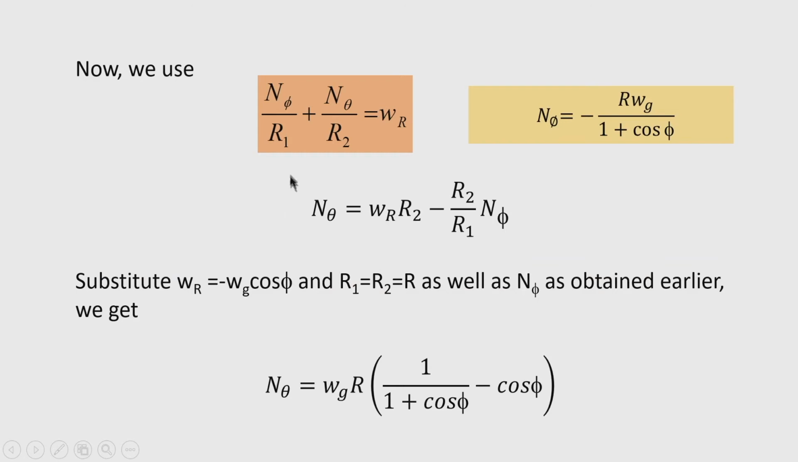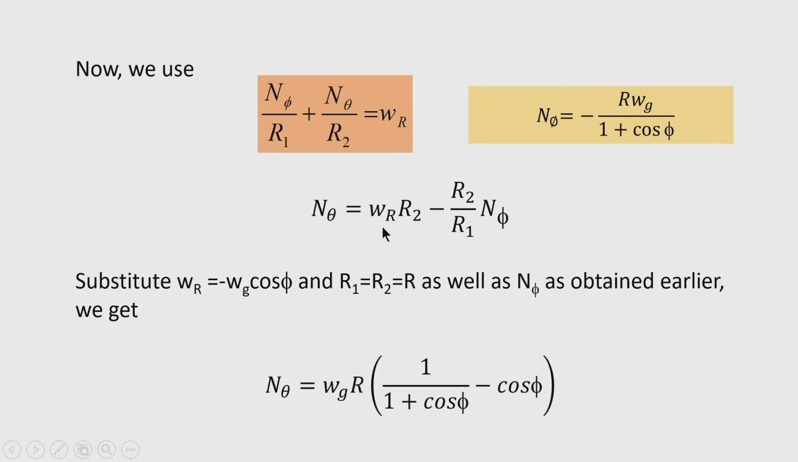So, once we obtain this n phi, we substitute here and we can get n theta. Now, again note that r 1 equal to r 2, and therefore, from this equation we get n theta equal to w r into r 2 minus r 2 by r 1 into n phi. r 2 by r 1 is 1.